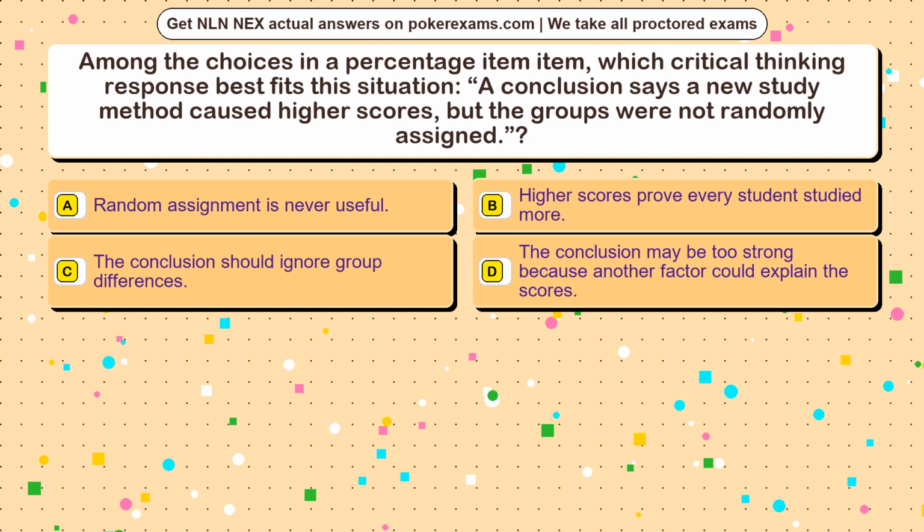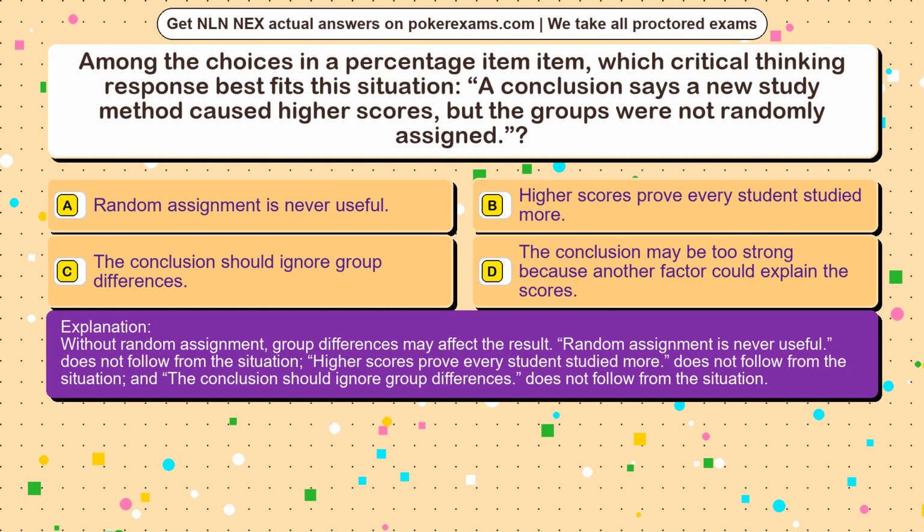The correct answer is option. Without random assignment, group differences may affect the result. Random assignment is never useful, does not follow from the situation. Higher scores prove every student studied more, does not follow from the situation. And the conclusion should ignore group differences, does not follow from the situation.